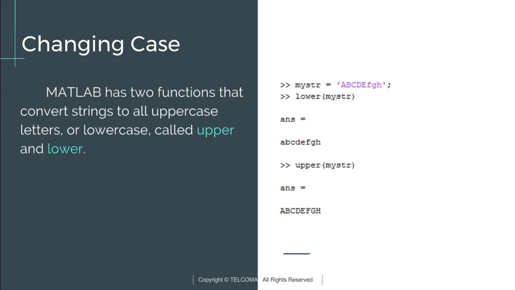MATLAB has two functions that convert strings to all uppercase letters or lowercase, called upper and lower. Like, I have written the string mystr equals to ABCDE in uppercase and FGH in lowercase. When I use the command lower(mystr), then the output will be given as all the alphabets will be written in the lowercase. And if I am using the command upper(mystr), then this will convert the entire string to the uppercase.